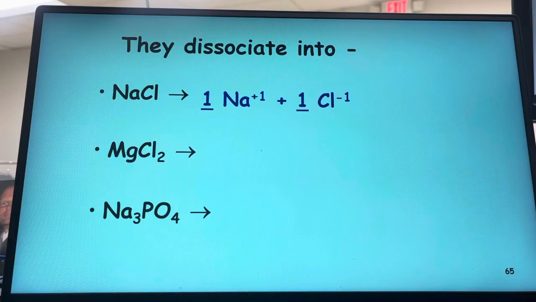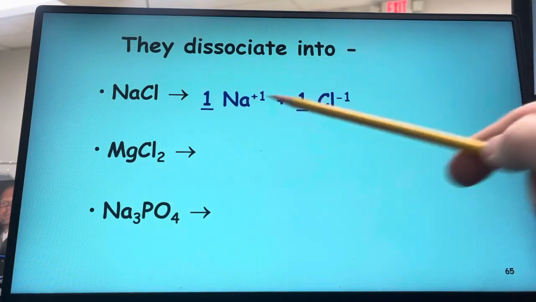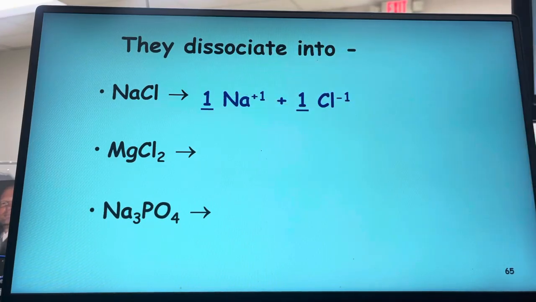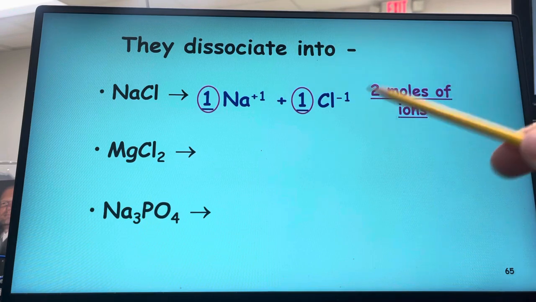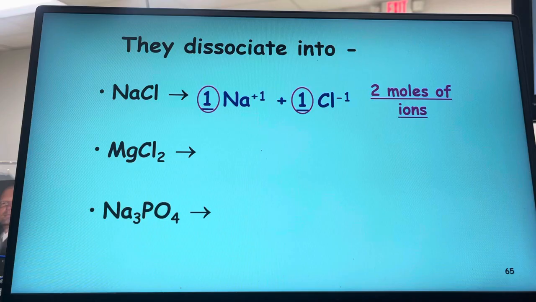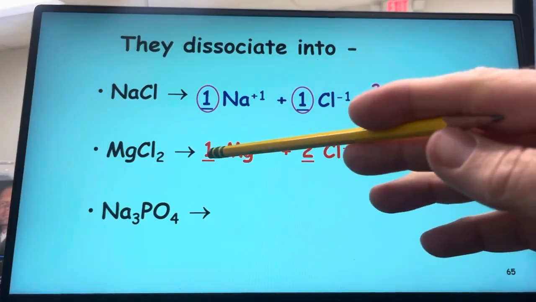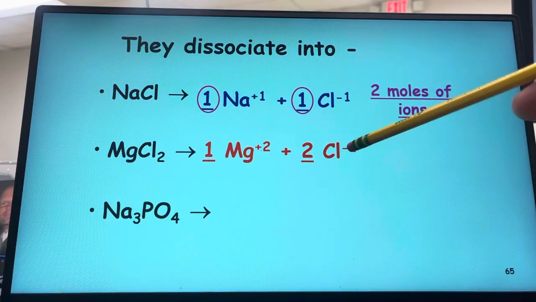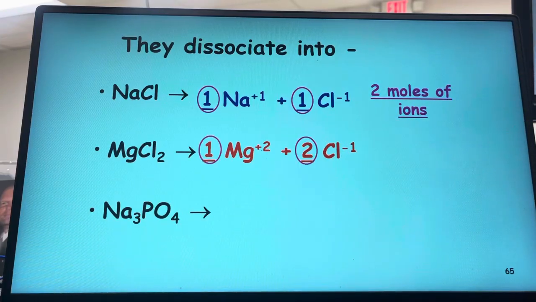One sodium ion and one chlorine ion. So it doubled the number, right? Okay. So 2 total. 2 moles of ions. How about magnesium chloride? 1 magnesium 2 plus, and 2 Cl minus 1s for a total of 3 moles of ions.